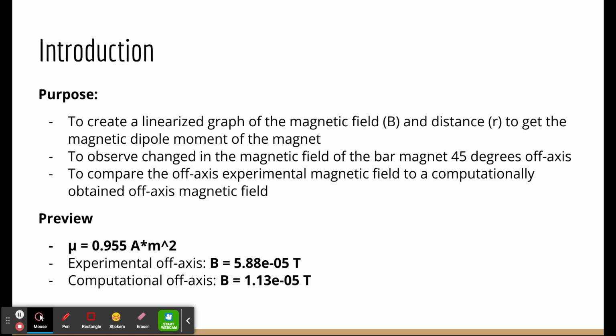In preview of the results, I got the mu value to be 0.955, and then the experimental off-axis value to be 5.88 times 10 to the negative 5 Teslas, and then the computational off-axis value to be 1.13 times 10 to the negative 5.